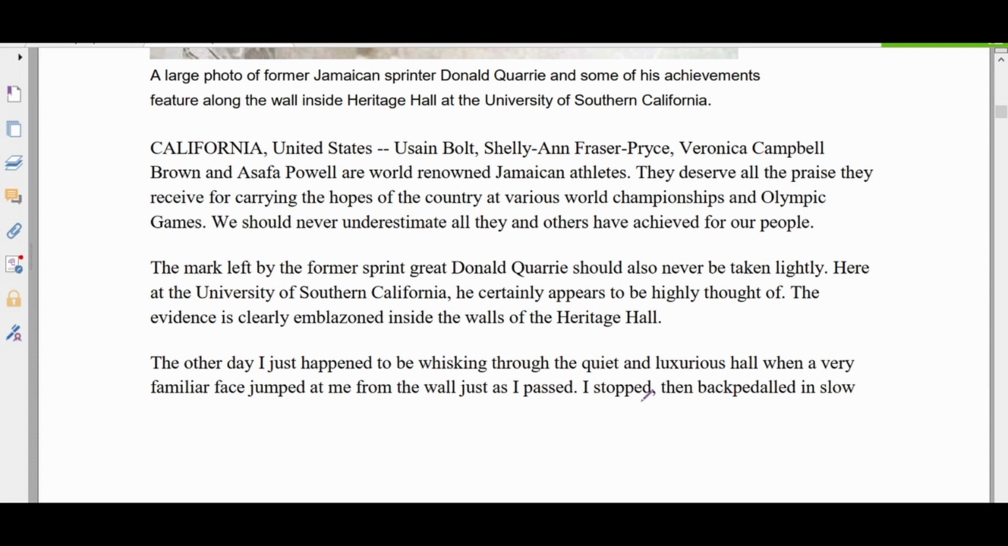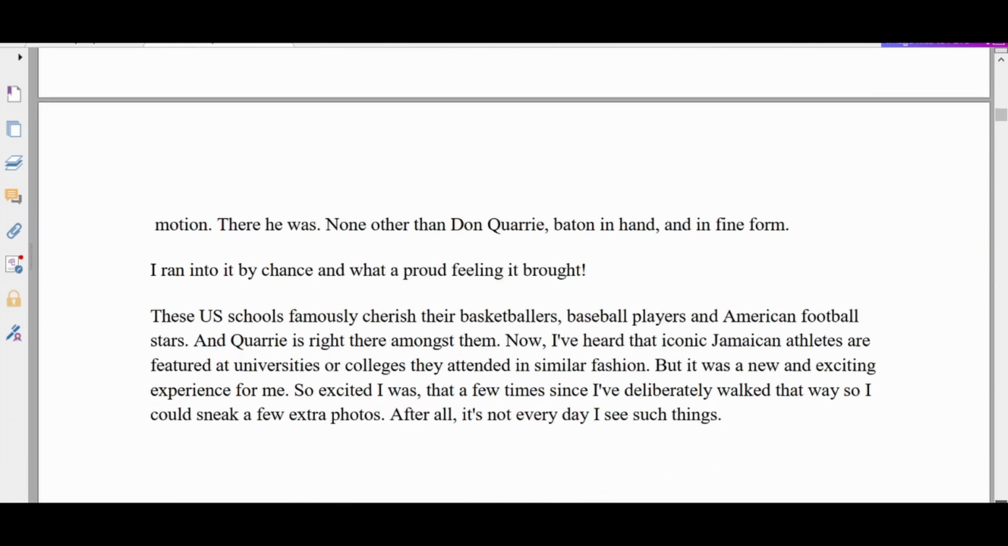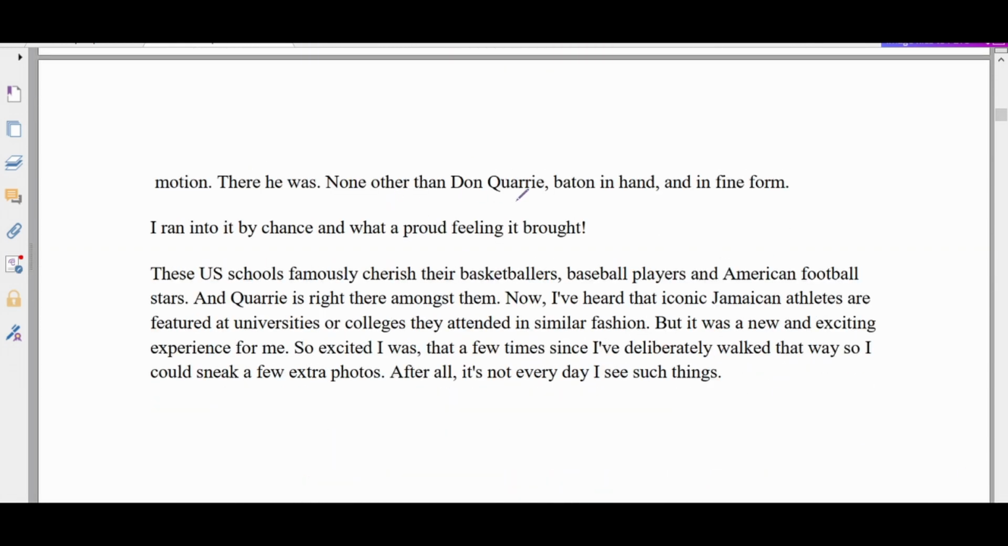I stopped, then backpedaled in slow motion. There he was, none other than Donald Quarry, baton in hand and in fine form. I ran into it by chance, and what a proud feeling it brought. These US schools famously cherish their basketballers, baseball players, and American football stars, and Quarry is right there amongst them.